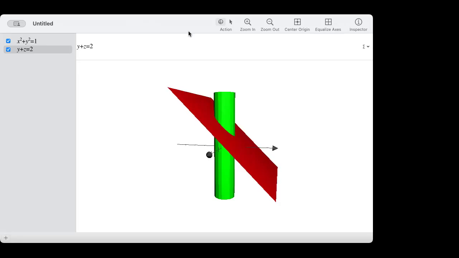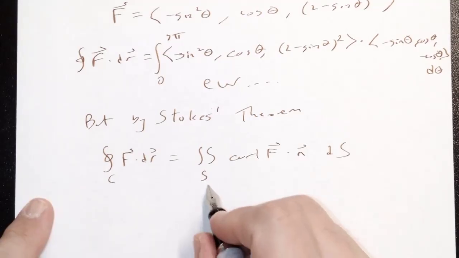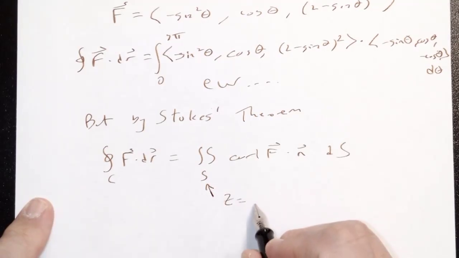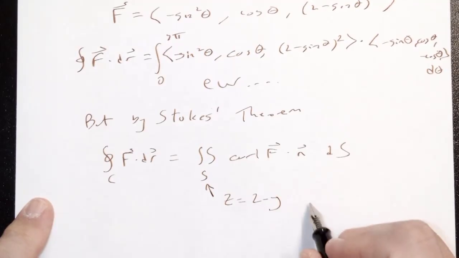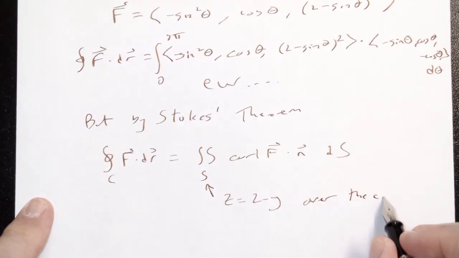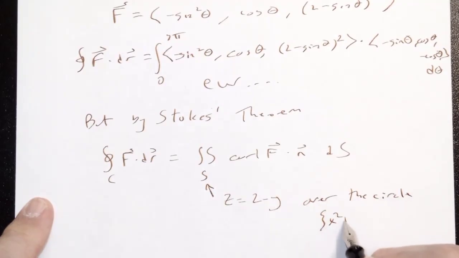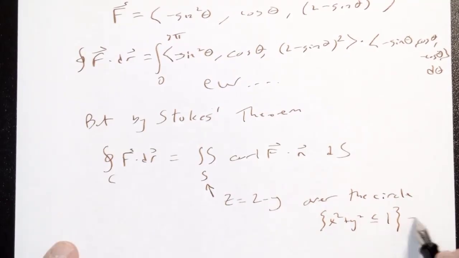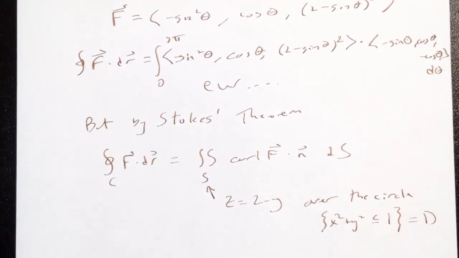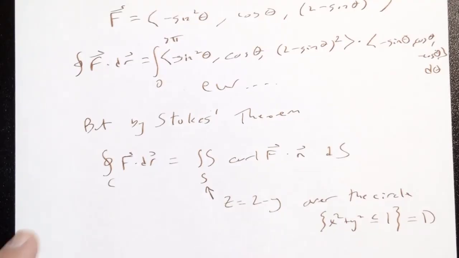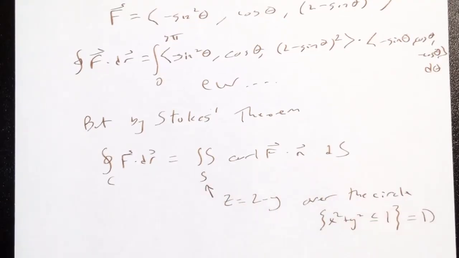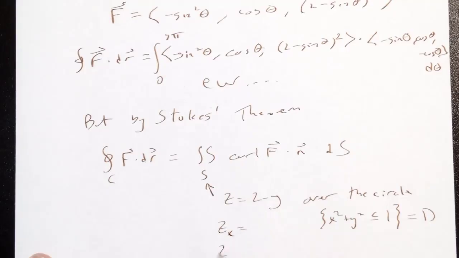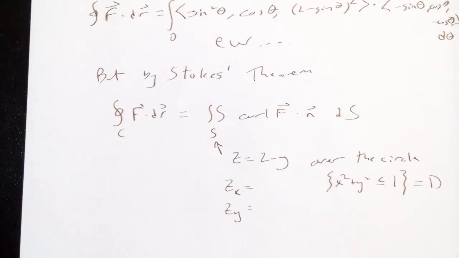Great. Wait a minute. That means here, I can go back and say S is z equals 2 minus y over the circle x squared plus y squared less than or equal to 1. That means that this is my domain D. Okay, wait a minute. If I'm doing this as z and I'm doing this double integral, I need zx and zy. What's zx? What's zy?